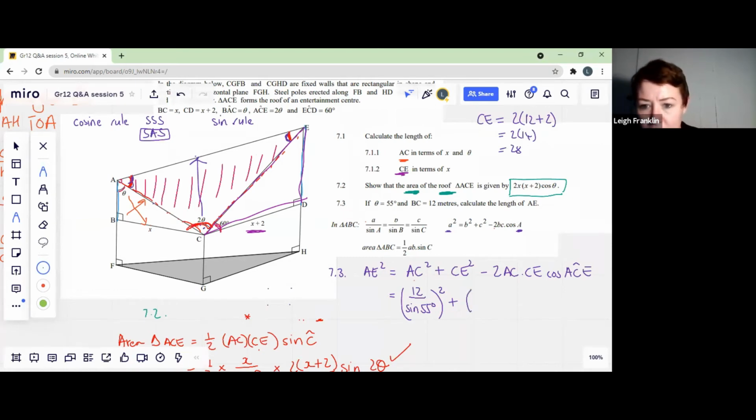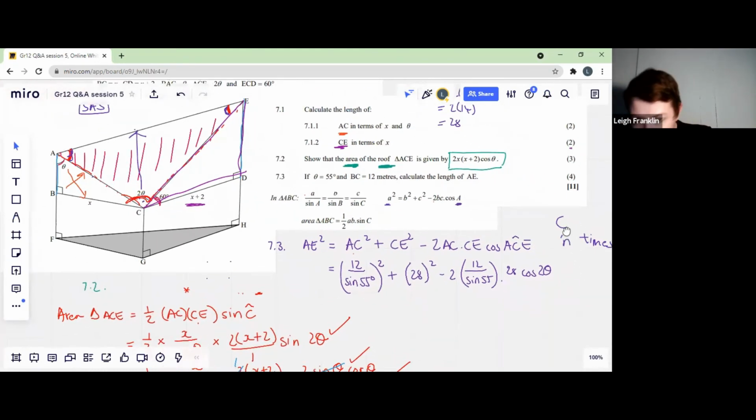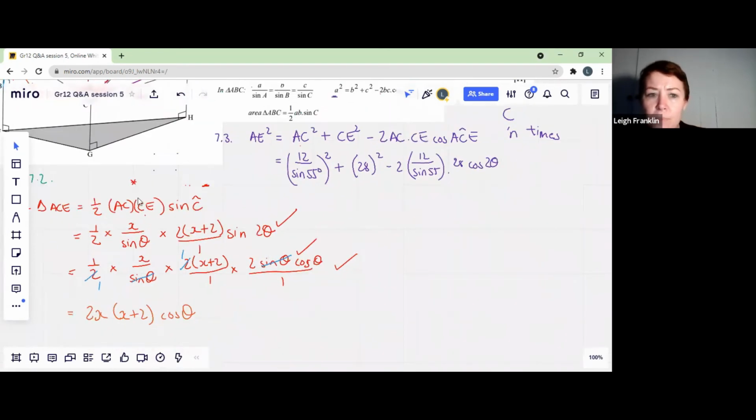Okay, so in this bracket here, I'm going to have 28 and I'm going to square it, minus 2 times 12 over the sine of 55, times CE, which is 28, cos 2 theta. I'm almost off the screen here. Let me just move things over a little bit and more into the center. Is that making sense? Are there any questions that you'd like to ask me at this point?